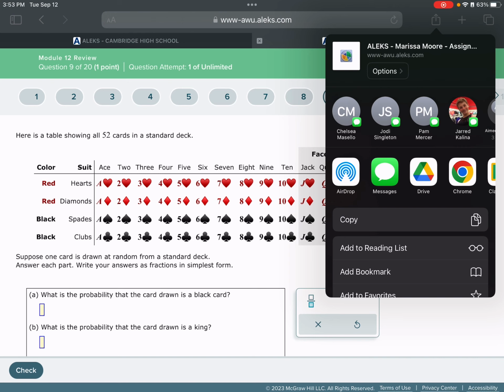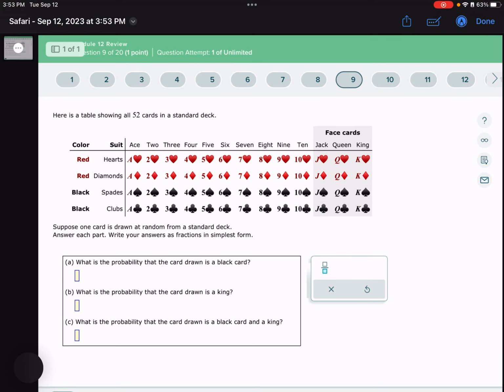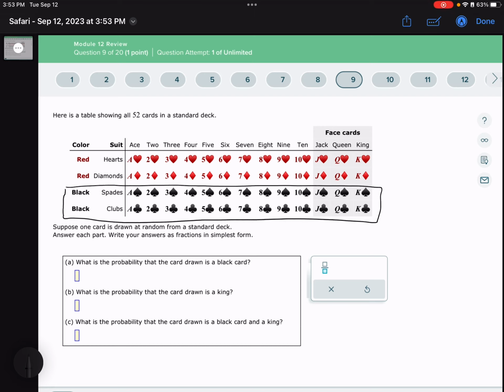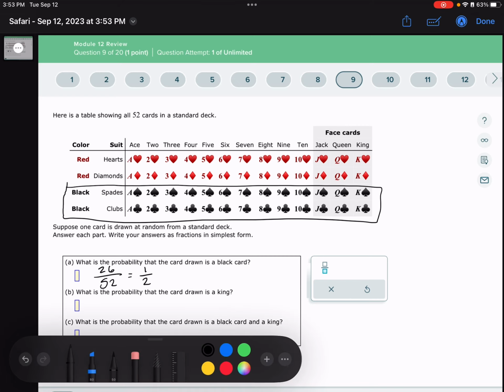All right, one of our card problems. What is the probability that you get a black card? So my black cards are here. There are 26 of them out of 52. You can throw that into Desmos to simplify it, or you might realize there's only 2 colors, so that is 1/2 of your deck.